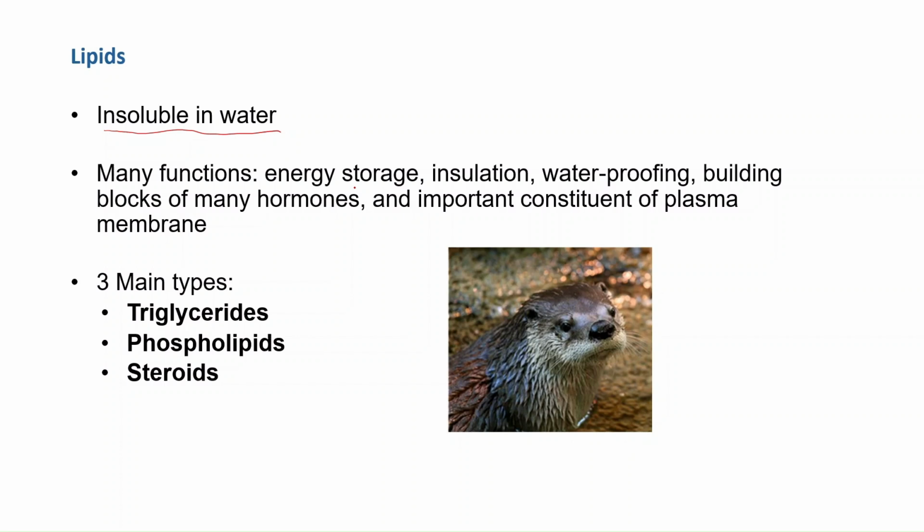So they can be used to store energy, as insulation, remember the polar bear? Waterproofing, you see this oil? The fur doesn't get wet. The water runs off the fur because of the lipids in there. They're the building blocks of many hormones. They're very important in the plasma membrane of cells. There's 3 major groups of lipids: triglycerides, phospholipids, and steroids. And we're going to just say a couple of words from each one.